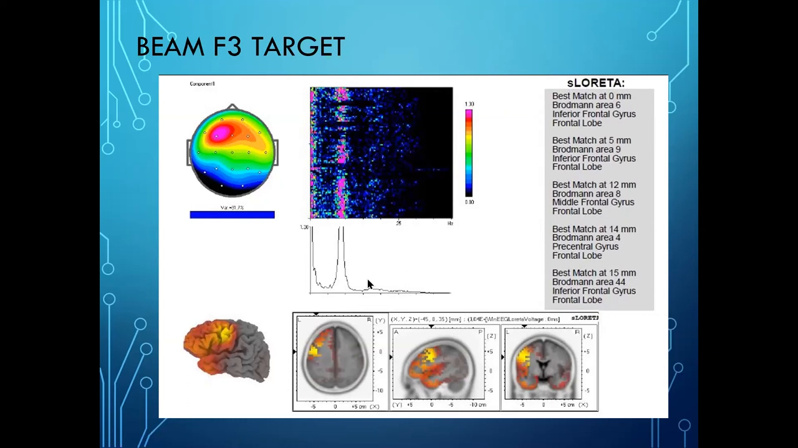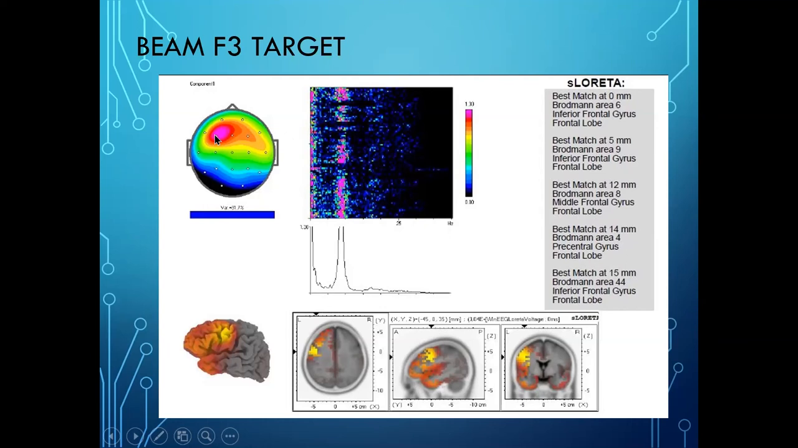It's primarily the alpha. It's got a little harmonic in it, but this is basically alpha. There are little moments where the alpha quits, probably some dips in vigilance where the alpha turns off. But when you look at it, this is the beam F3 classic target, the left frontal and inferior frontal, middle frontal gyrus is what they usually describe it as in the TMS groups. This is a classic beam F3 target.